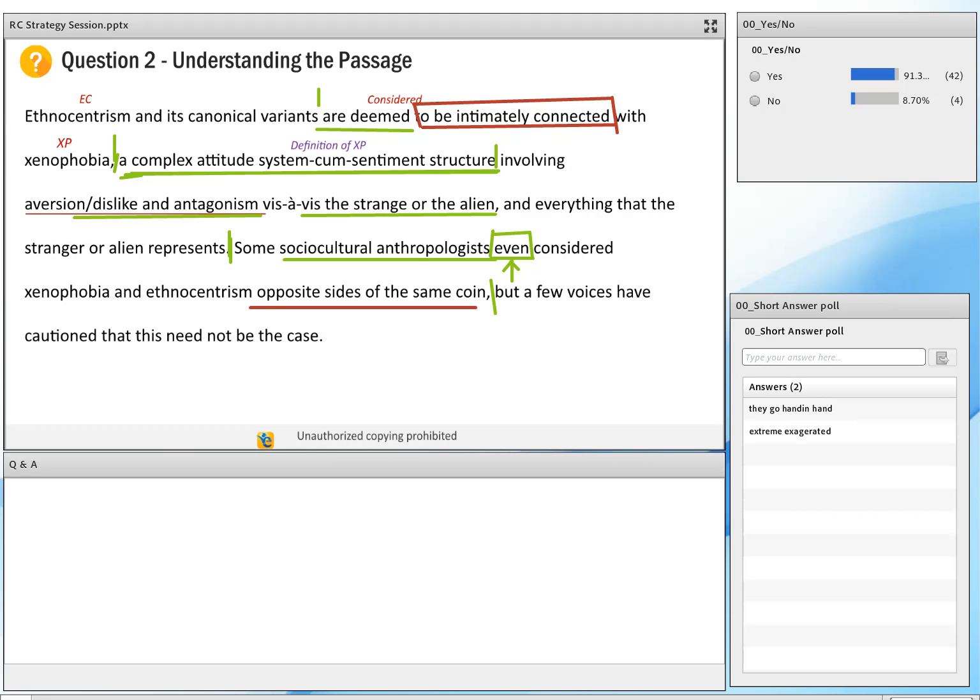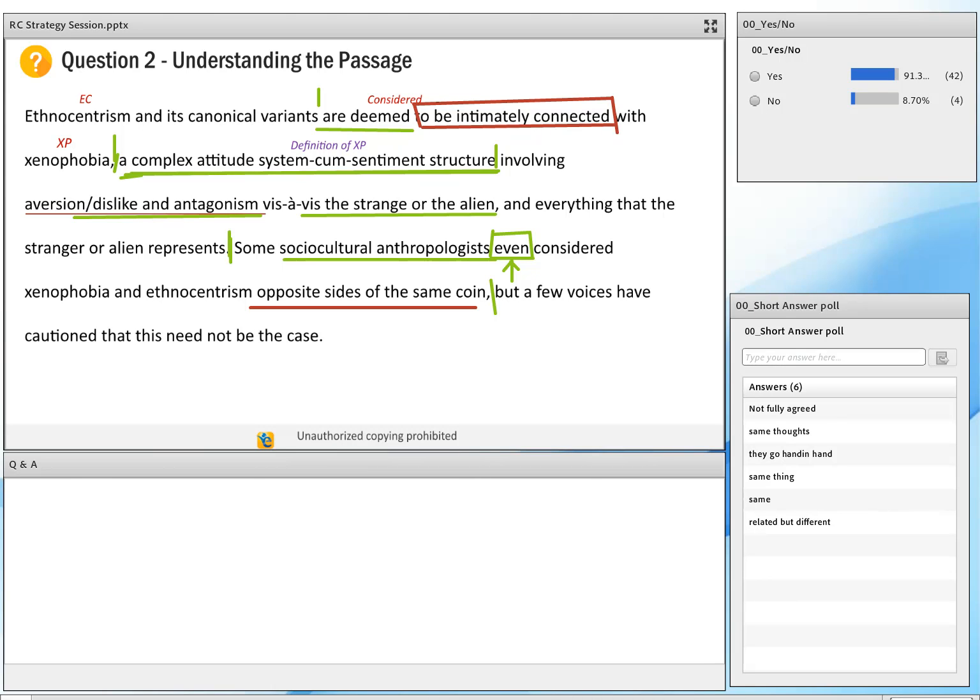They go hand in hand. Absolutely, they coexist. Right? It's not necessarily that they are the same thing, but they coexist. If one exists, the other has to exist. If there is heads, there has to be tails. So that is what the author is saying, that they are not just closely connected. There are some people who think, some experts consider these two to be coexistent.